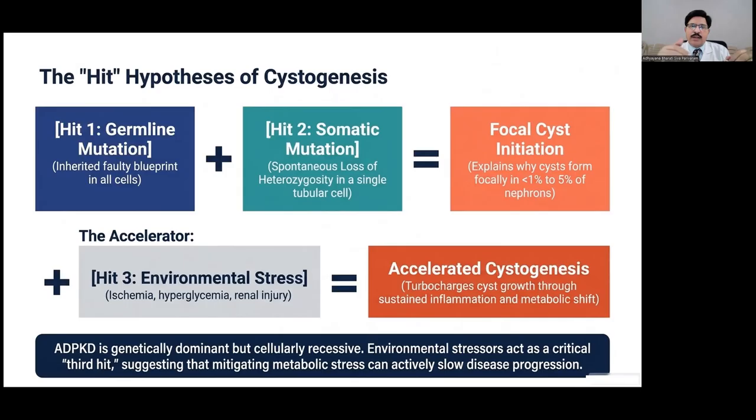That is not all. Then the environment also plays a role. Ischemia, hyperglycemia, renal injury, all these things are accelerators and produce what is called accelerated cystogenesis. That is cyst formation. Now, in a nutshell, you understand there are three hits. One is the genetic background. Second one is somatic mutation in some of the tubular cells, then there is a focal cyst formation. Then there is an environmental stress with accelerated cystogenesis.